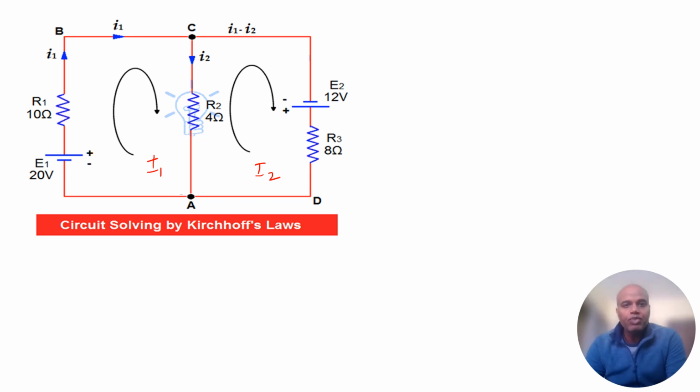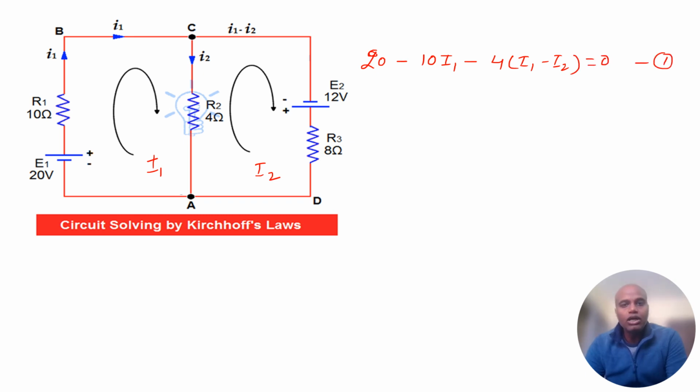For loop number 1, I'm starting from E1, going from lower to higher potential, and the E1 value is 20 volts. So 20 minus 10 of I1, and minus for R2, again considering that I1 is more than I2, 4 into I1 minus I2 equals 0. So this is equation number 1 for loop number 1.